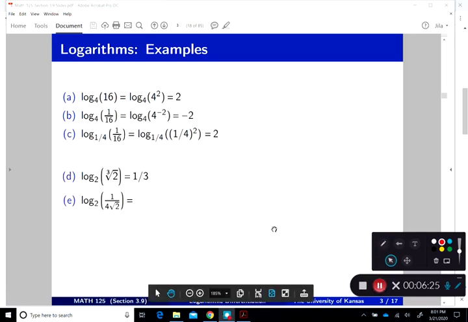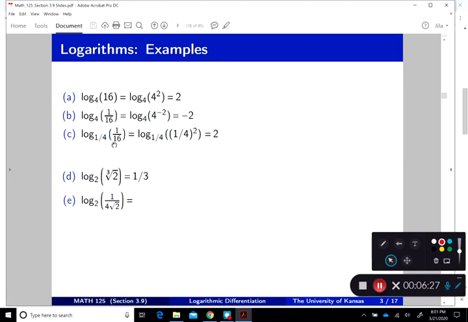Now let's do a few more of these. What about log base 1/4 of 1 over 16? 1 over 16 is 1/4 to the power 2, so the 2 comes down, and there will be log base 1/4 of 1/4, and that's equal to just 2. How about this one? If I'm taking the third root, that means it's 2 to the power 1/3. And therefore, 1/3 comes down, and it becomes log base 2 of 2 times 1/3, which is 1/3.